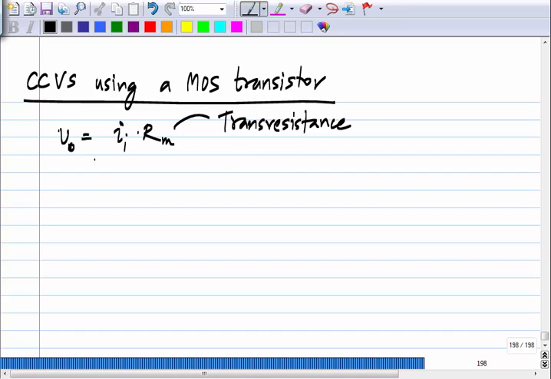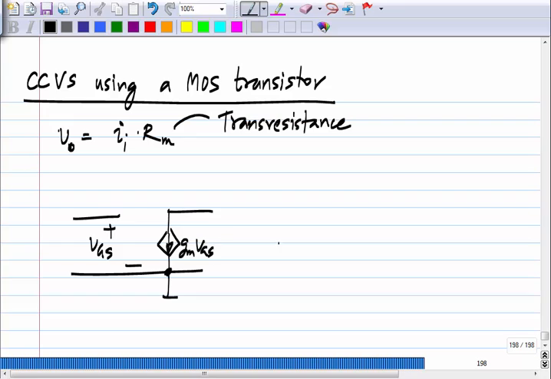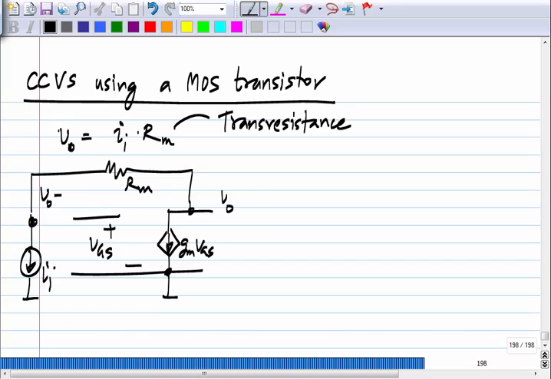How do we realize this? Using negative feedback, we drive a MOS transistor with, let us say, this is the output voltage V naught minus II times Rm. Okay. So, this is what drives the input of the MOS transistor.